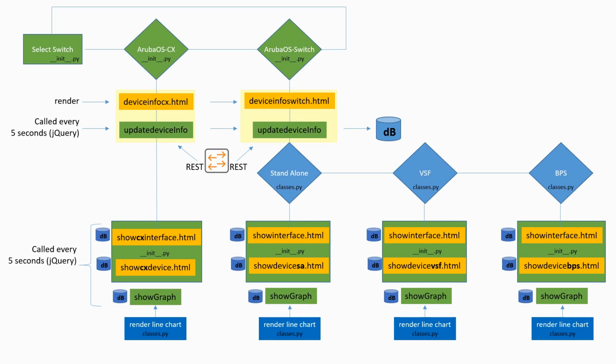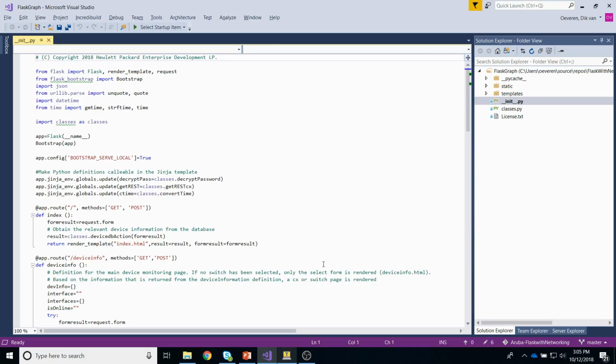When we start with the init script, and this is the actual core of the app. And let me start from the top here. So what you can see here is I am importing all the relevant libraries. So Flask, Flask Bootstrap, JSON. I'm using some date time conversion here. And I am importing the classes.py as well. So this is the classes.py that I've written with this app.